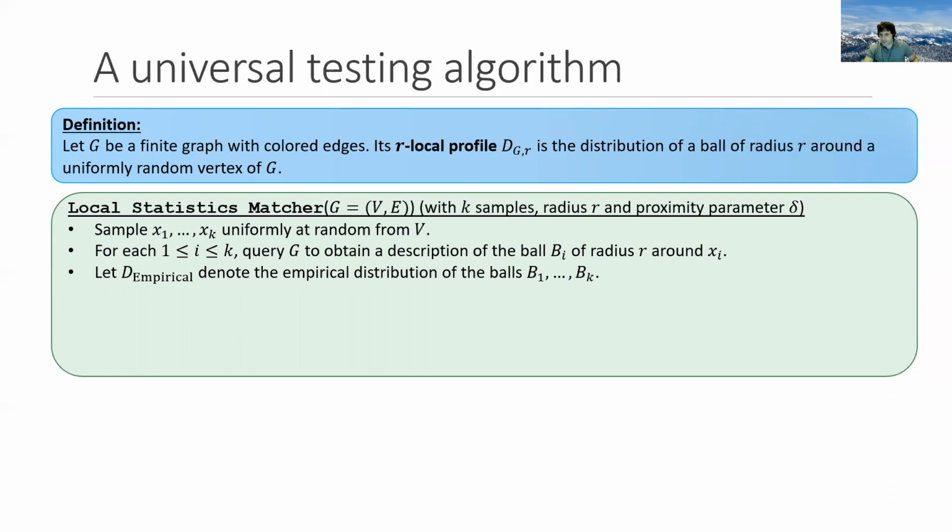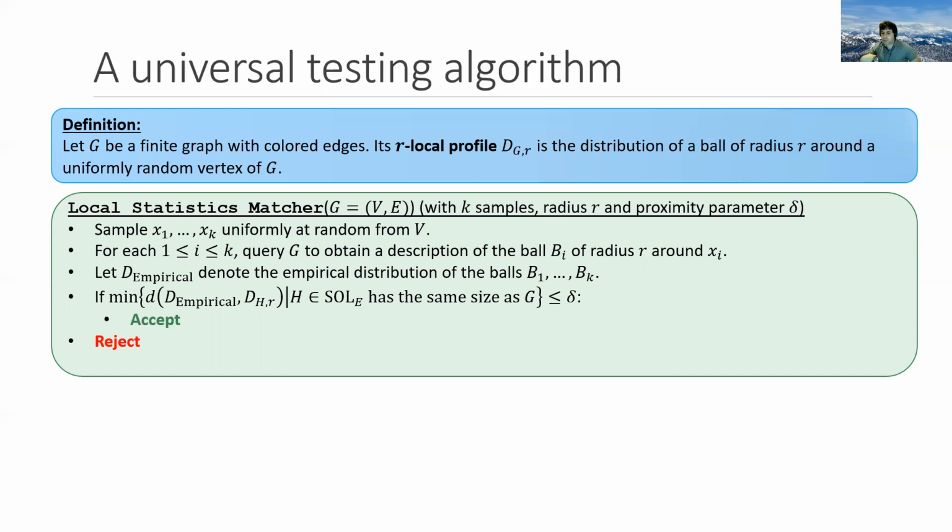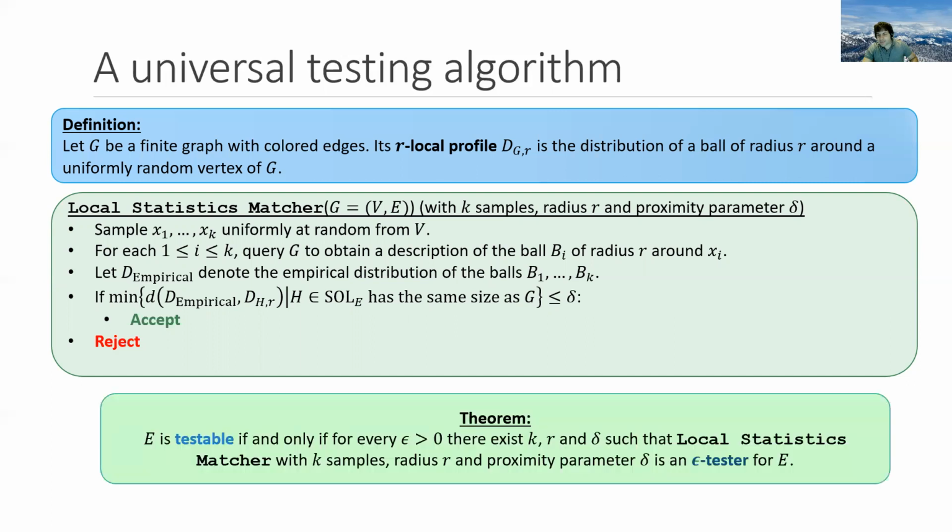a relatively good approximation. So now we check if the local profile of our graph G, or our approximation for that local profile, matches that of any solution graph. If there is some solution graph which locally resembles the empirical profile of G, then we accept. Otherwise, we reject. Now, our theorem says that local statistics matcher is universal in the following sense. If a system of relations E is testable, then for every epsilon there exist some parameters k, r, and delta such that local statistics matcher with these parameters is in fact an epsilon tester for the system of relations E.